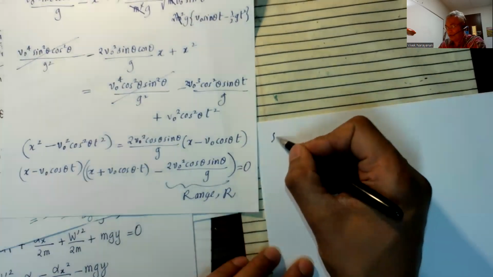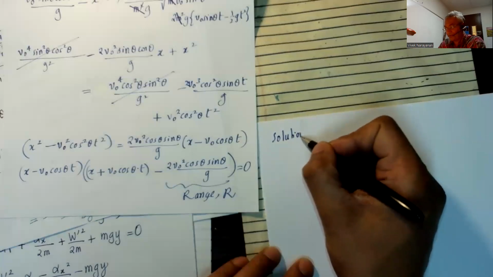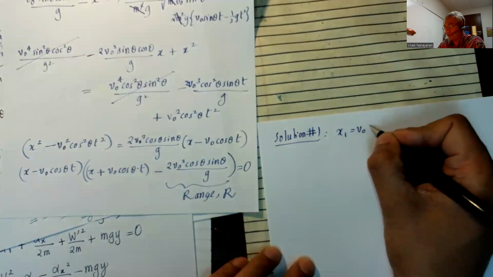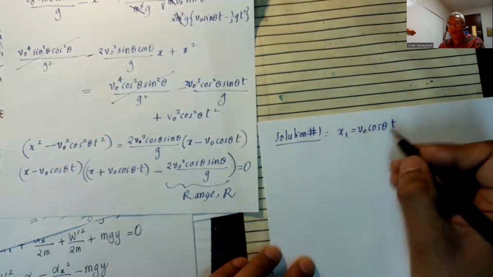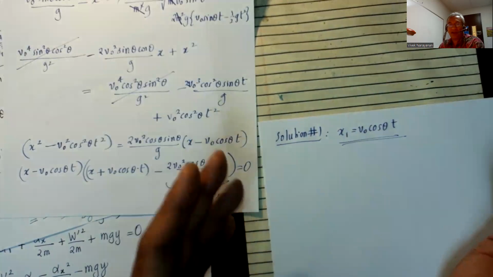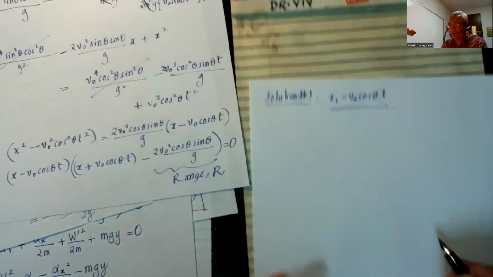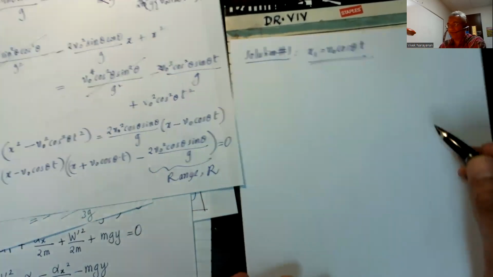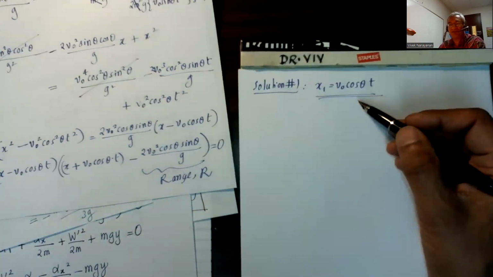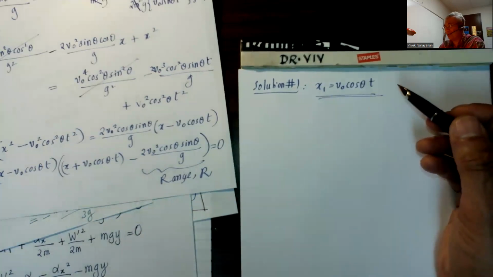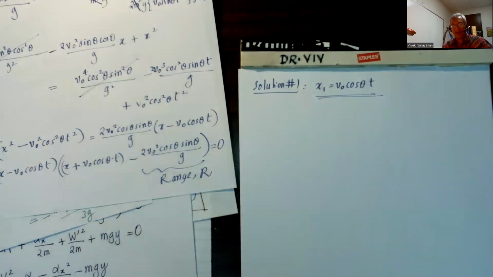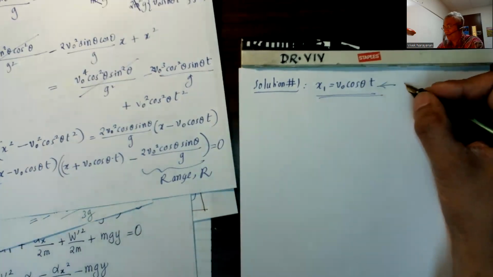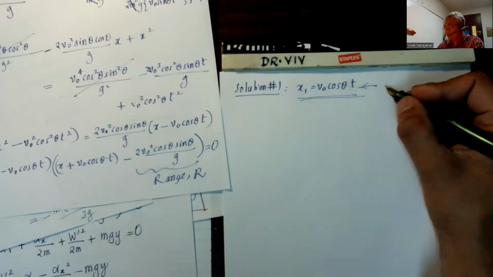The solution number one is x1 equals v naught cosine theta t. This everybody knows. In a projectile, the x velocity is constant, so the x position of the projectile is just the initial x velocity times time. This is what everybody knows. Catch hold of a high school student and they'll tell you this is true. So this is expected.